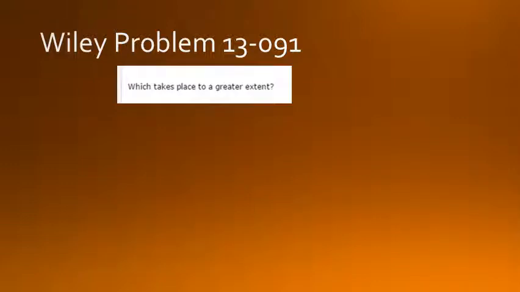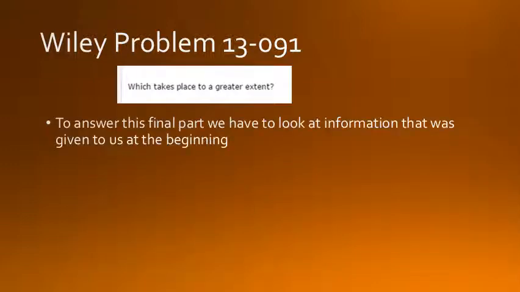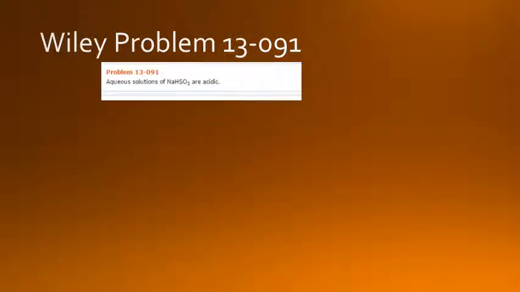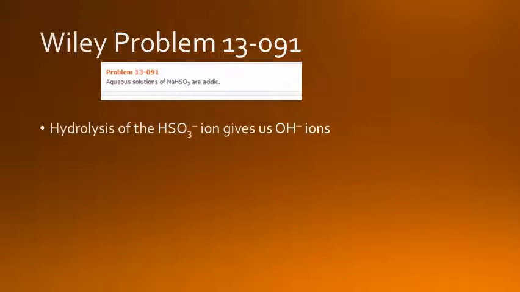Which takes place to a greater extent? Now, just looking at the hydrolysis and the ionization, we wouldn't know what takes place to a greater extent. But they did give us some information at the beginning of the question. They said aqueous solutions of sodium hydrogen sulfite are acidic. That's our key word right there. Hydrolysis gives us OH minus ions. There's the hydrolysis reaction again.